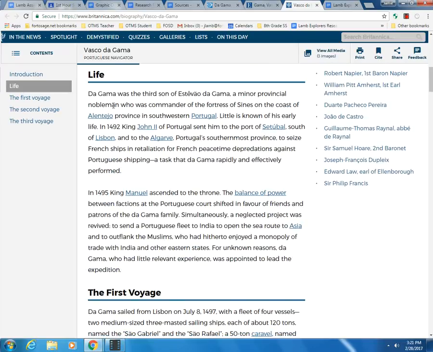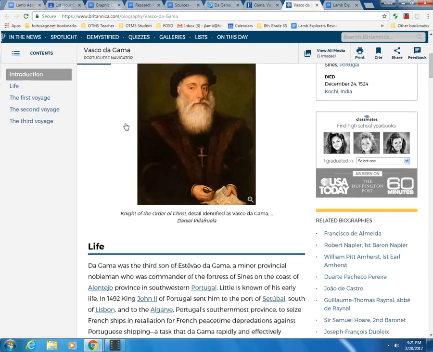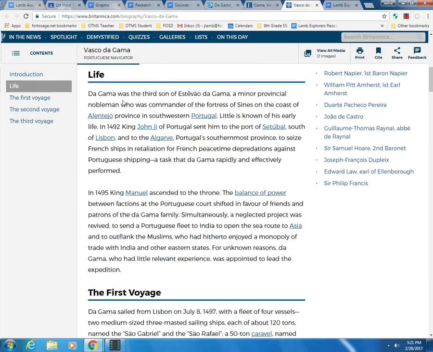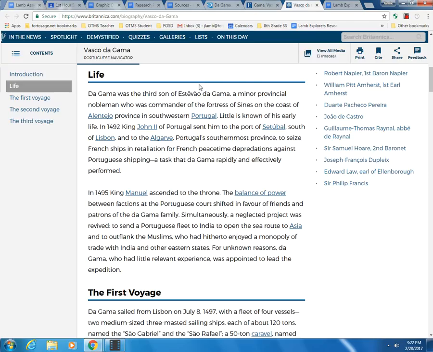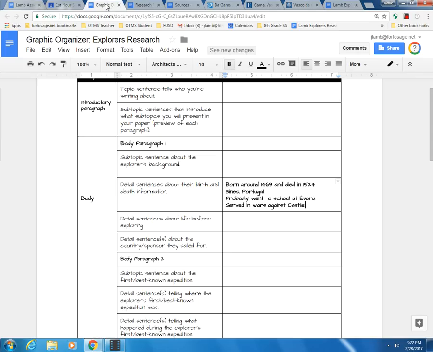So this one, for instance, this Encyclopedia Britannica, I guess is what it is. Yeah. In his early life, it talks about how he's a third son of, and so you could actually include that. And you could include, it talks about there's little known about his early life, but enough to at least put something. So, in your own words, it says third son of this person. And he was a nobleman. So that does mean that Da Gama was of noble blood.